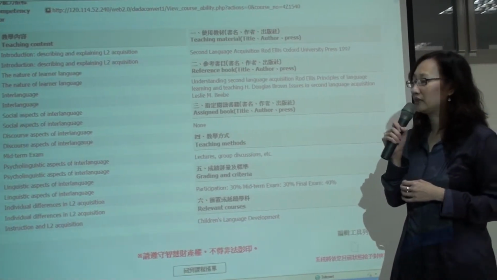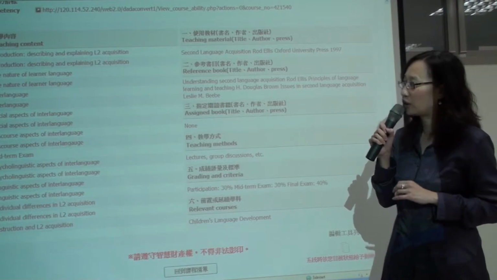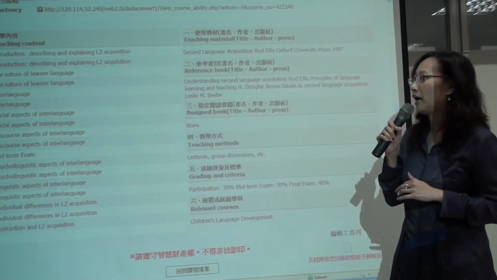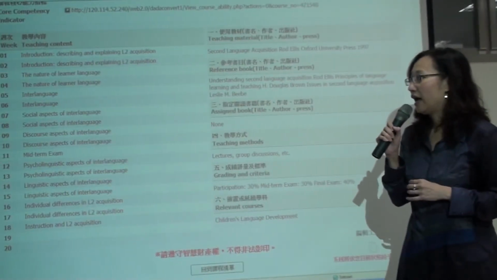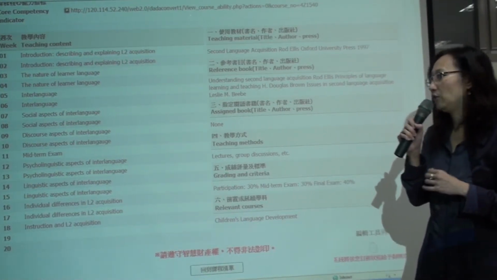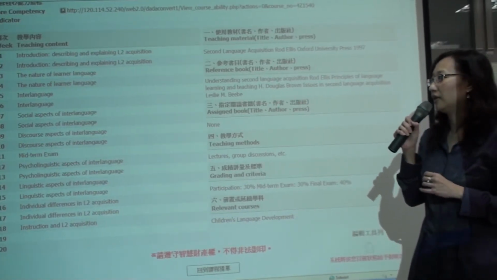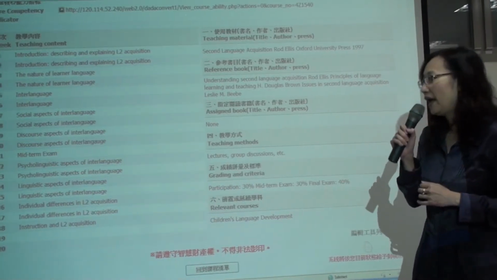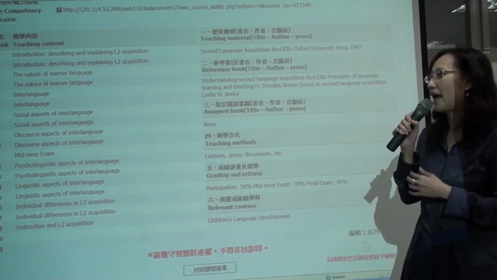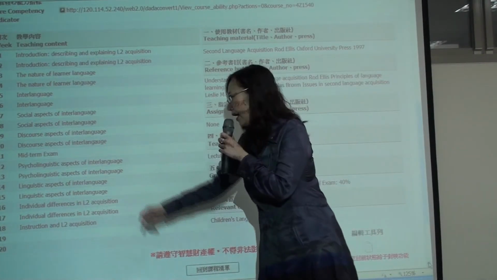And the fifth week is the interlanguage. So within the fifth and sixth weeks, we are going to introduce interlanguage. And then the seventh and eighth weeks will be the social aspects of interlanguage. And then the ninth and tenth weeks will be the discourse aspects of interlanguage. And that will be our midterm examination. After the midterm examination, there will be the psycholinguistic aspects of interlanguage, and more topics we have to discuss are the linguistic aspects of interlanguage. And the last will be individual differences in L2 acquisition.